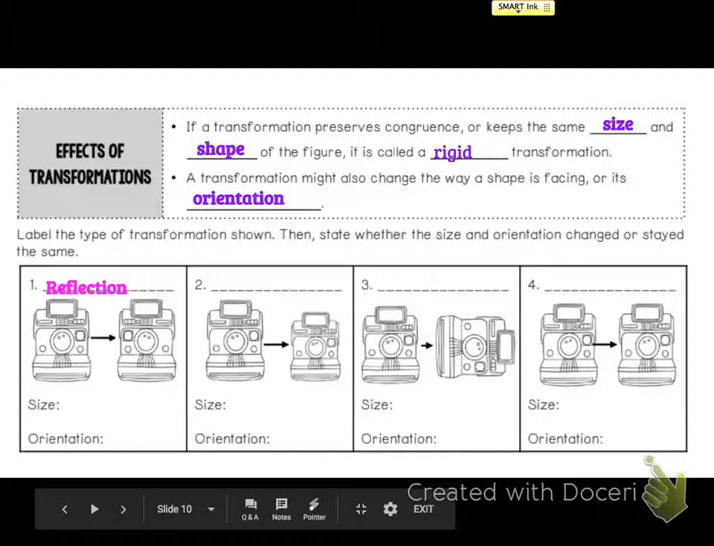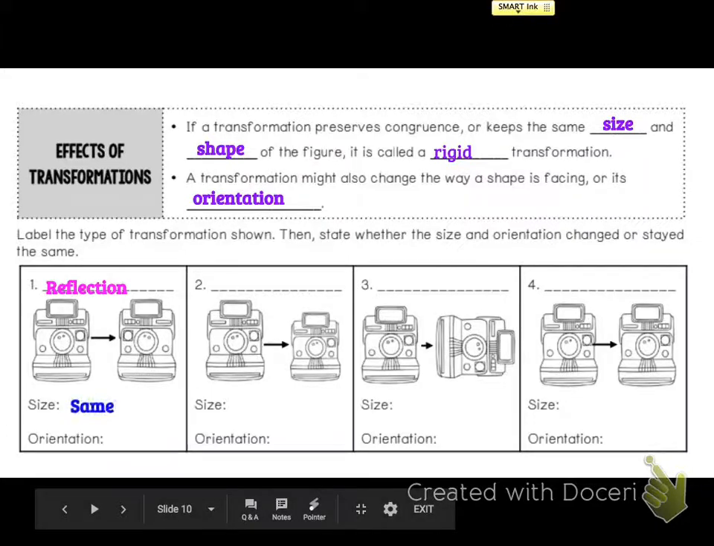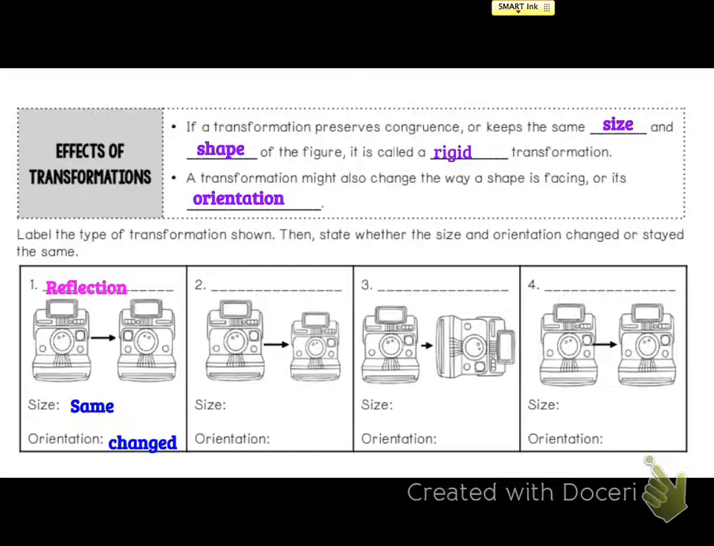Because everything switched size, didn't it? So, did the size change? No. It stayed the same. Did the orientation change? Yes, it changed because it flipped sides. Okay? Because you can see the 2 little dots in the lens. You can see that they've changed directions.